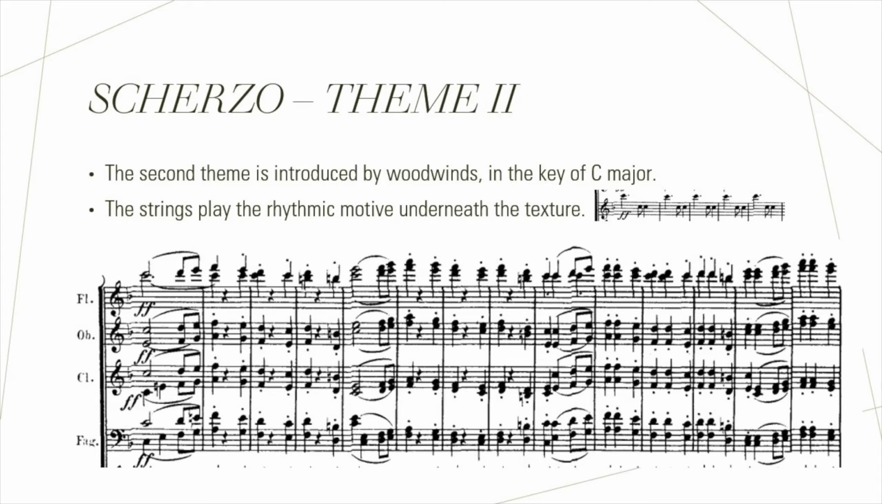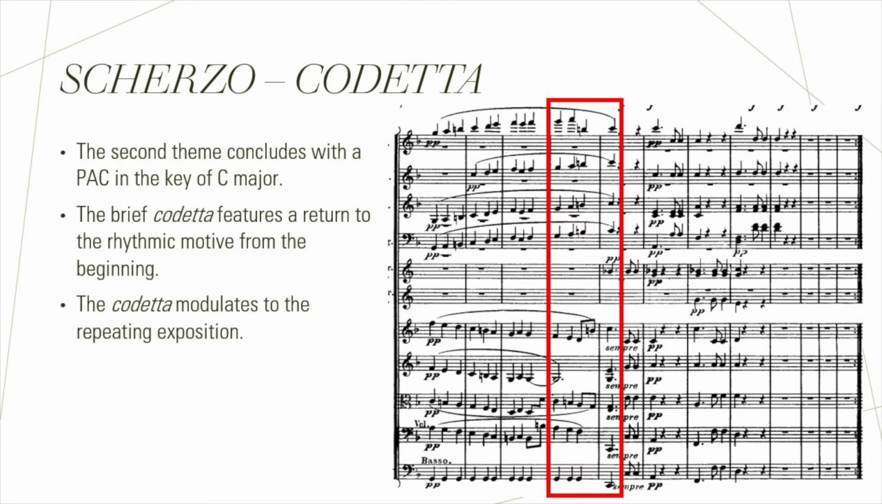The second theme is introduced by the woodwinds in the key of C major, and the strings play the rhythmic motif underneath the texture. This is an unusual modulation, as we would possibly expect the second theme to be introduced in F major. The second theme concludes with a perfect authentic cadence in the key of C major.